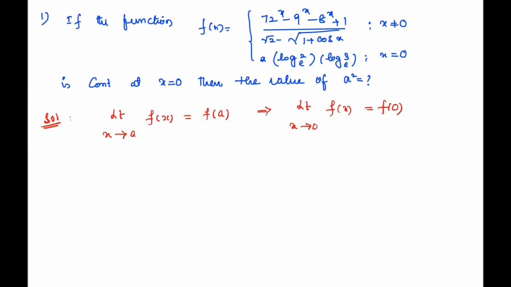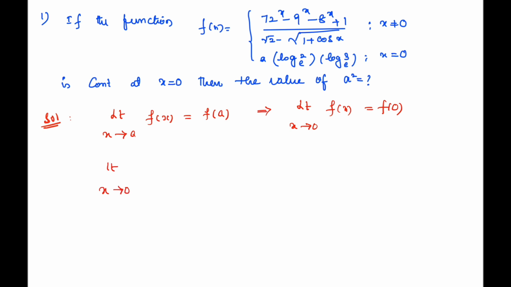Here the function value at 0 is already given, in which you see one unknown a, that we need to find. So first we are going to find out the value of the limit. See how we are going to do it.